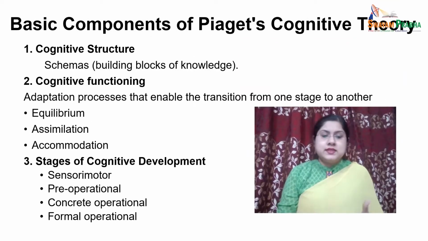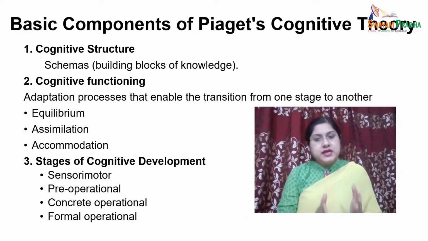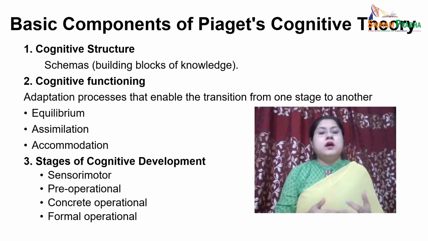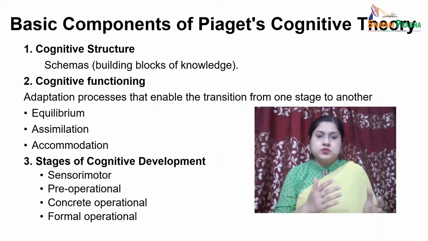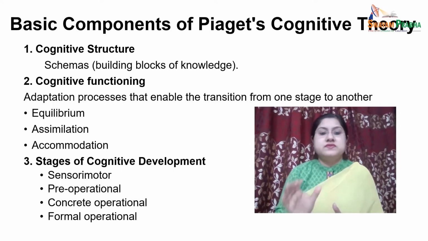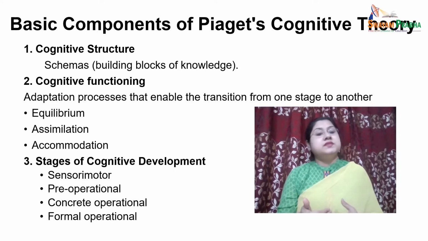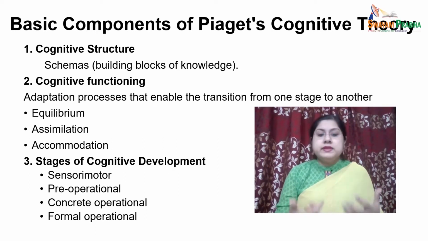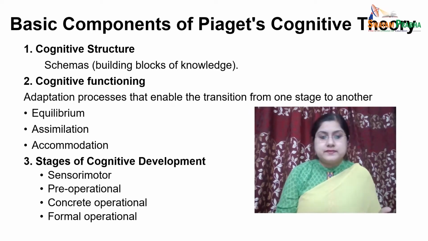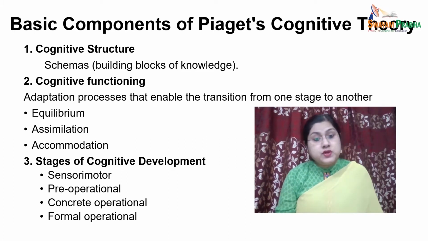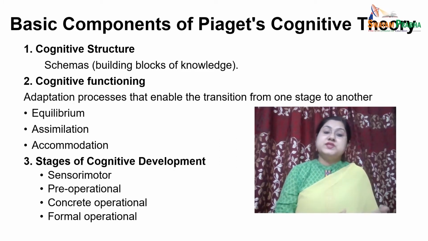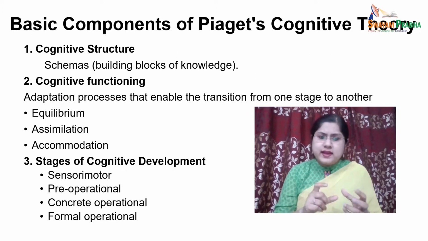So now let us see what the basic components of Piaget's cognitive theory are. First of all, we will take a quick overview of those basic components, and then we will discuss all of them in detail one by one. So the first component here is the cognitive structure. Under this cognitive structure comes the concept of schema, the building blocks of knowledge. Then the second basic component is the cognitive functioning, which is basically the adaptation processes that enable the transition from one stage to another. And under this, we have got three, or you can say there are four, parts.